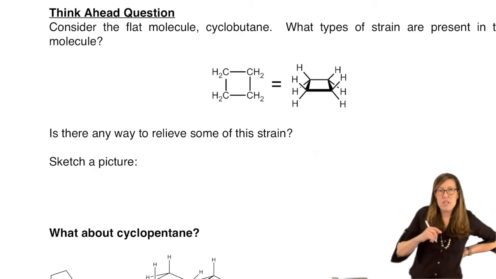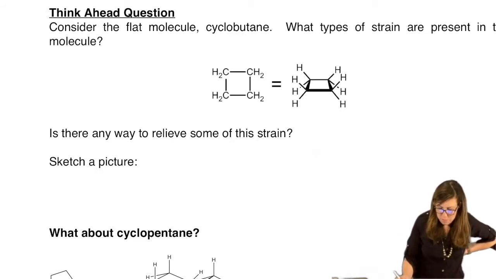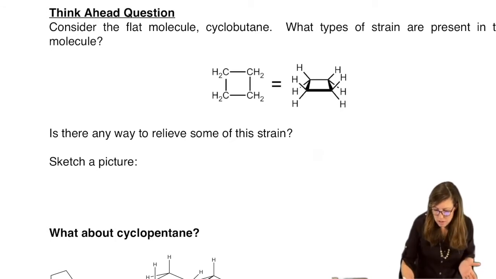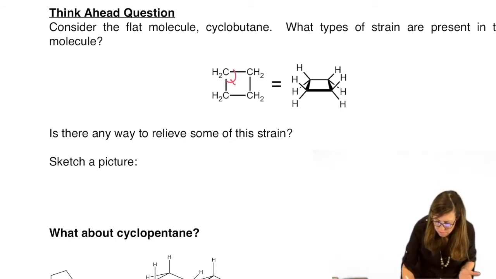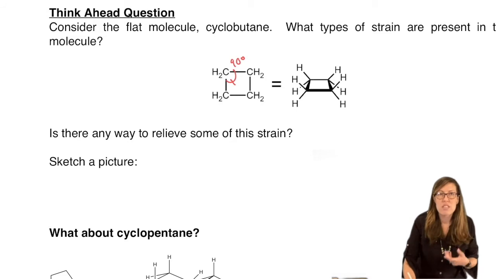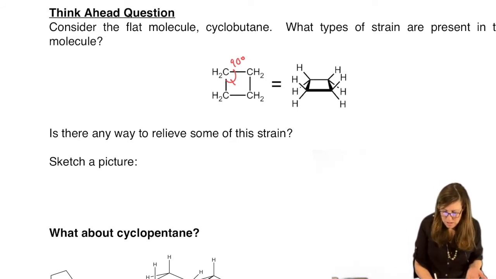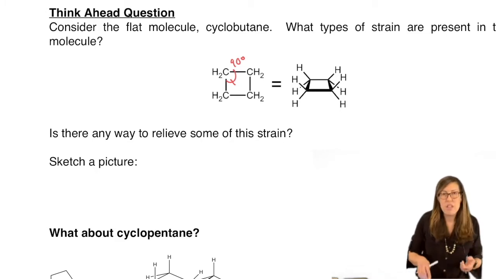Okay, I'm not going to show the model for this one. You can feel free to build it, but it's analogous. I mean, you think of a square and what the angle would normally be in a square. This would be roughly 90 degrees, right? Still far from 109.5. And notice the other problem we also have is we have the eclipsing groups.